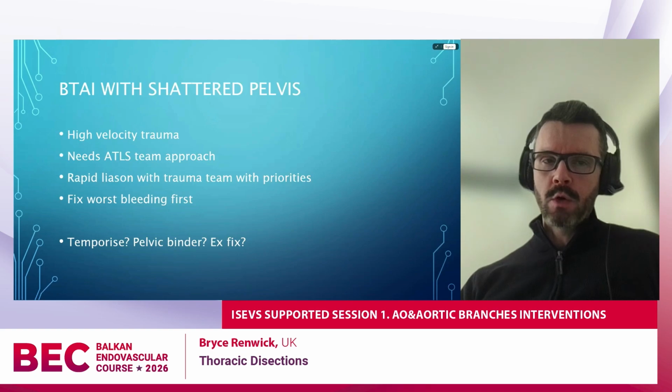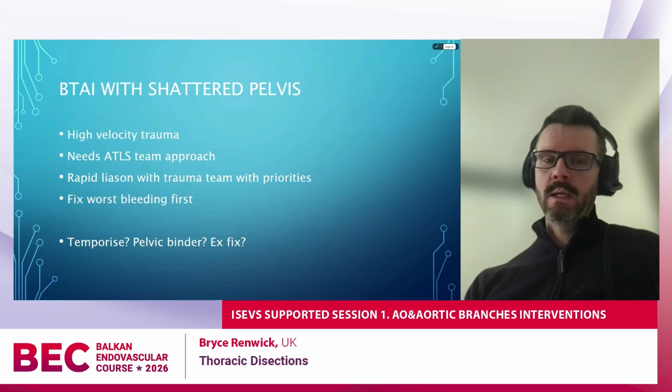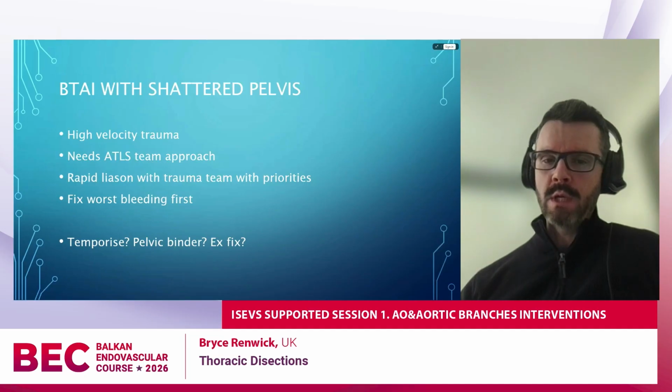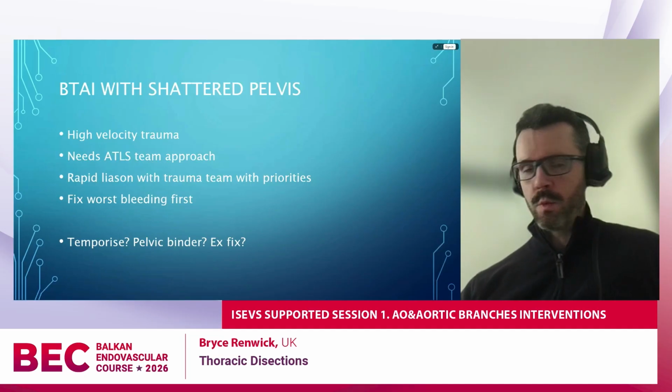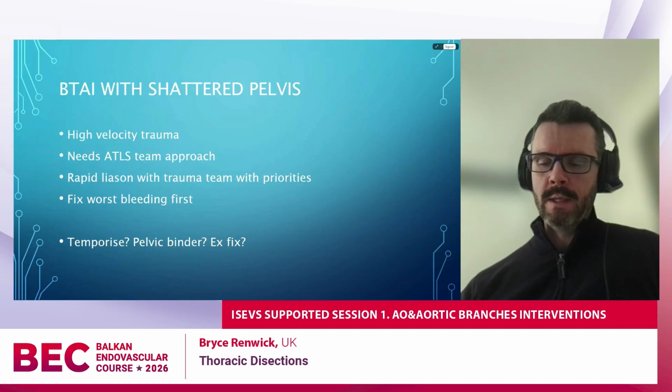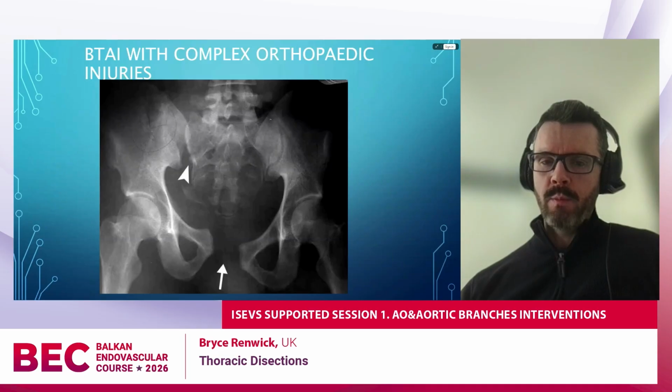A blunt thoracic aortic injury with a shattered pelvis needs rapid liaison with the trauma team, and we need to get some priorities for these patients. And of course, we try and fix the worst bleeding first. And I'd say in a pelvis like this, we would say that the bleeding in the pelvis is imminently life-threatening, but then we need to get to the thoracic aorta as well as soon as we can.